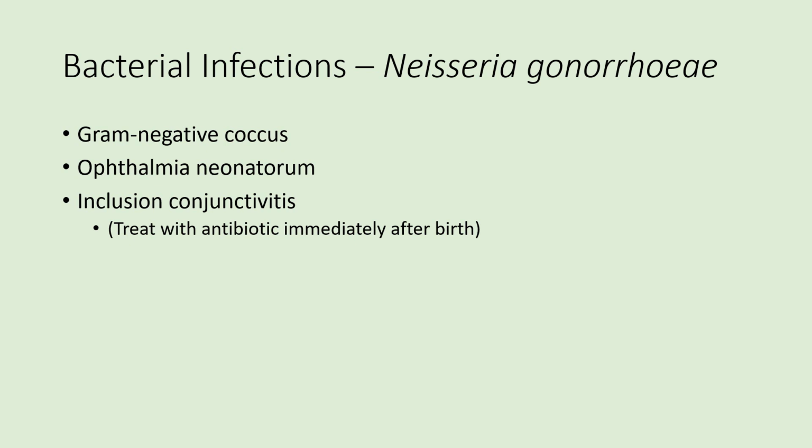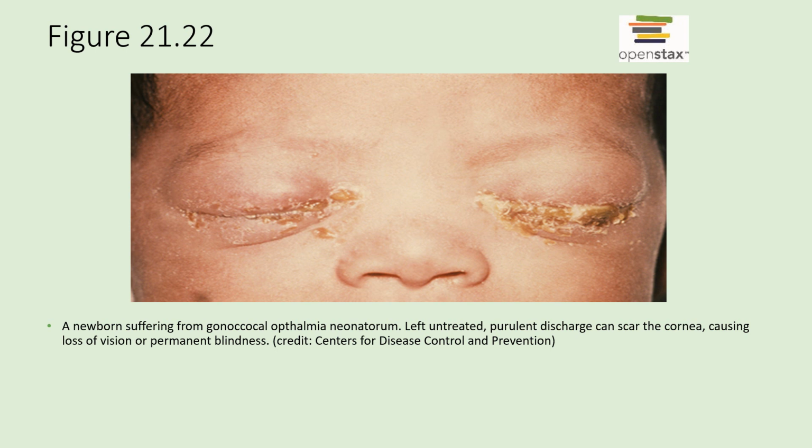Neisseria gonorrhea. This is a gram-negative coccus. With the gram-negative bacteria, there are very few of them that are pathogenic that are cocci. This can cause an infection with the eye. One is ophthalmia neonatorum, meaning it's an eye infection in newborns, and also inclusion conjunctivitis. The way you treat this, because it involves newborns, is you give the antibiotic immediately after birth. You need to treat it immediately so you do not have long-lasting results from it.